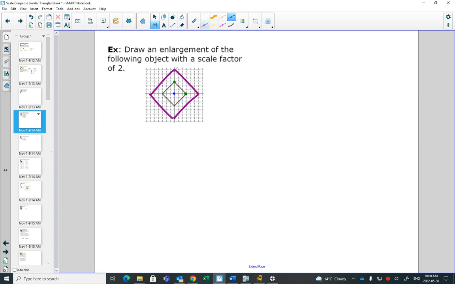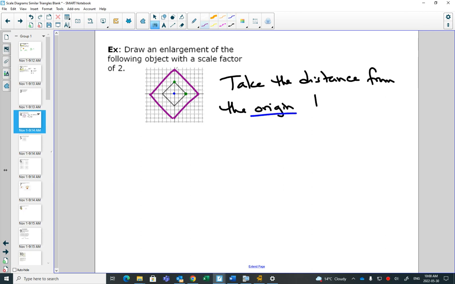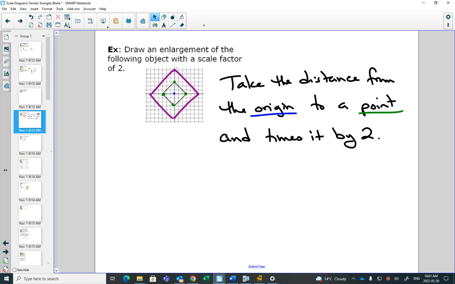So should we write something down beside this to help you remember how you did this? What did we do? We take the distance from the origin. I'm going to underline that in blue because that was our blue point. To a point. I'll underline that in green because that was all of our green points. I could have said double it, but I said times it by 2 because you times by whatever your scale factor is. So the distance was 3. I times it by 2. That means my new distance should be 6.